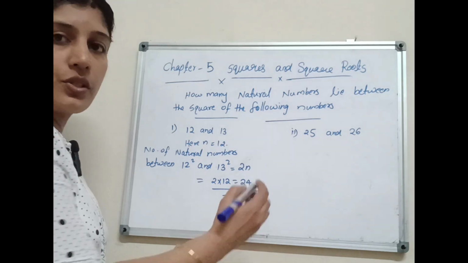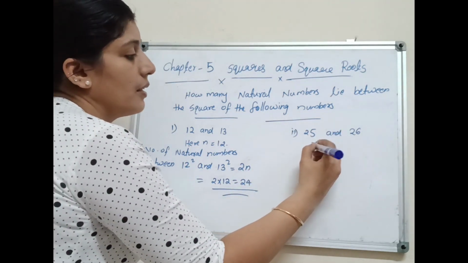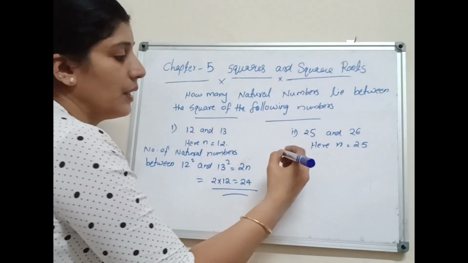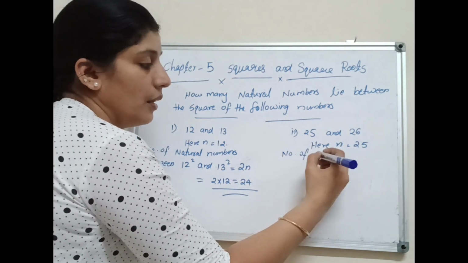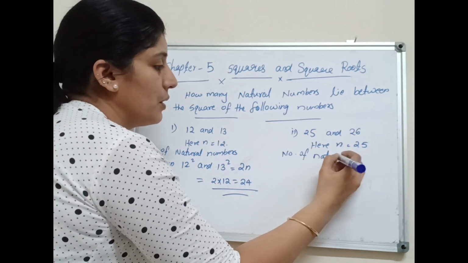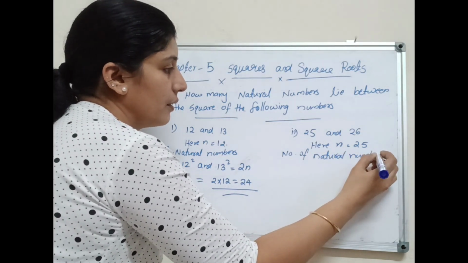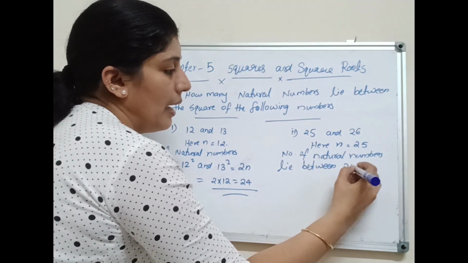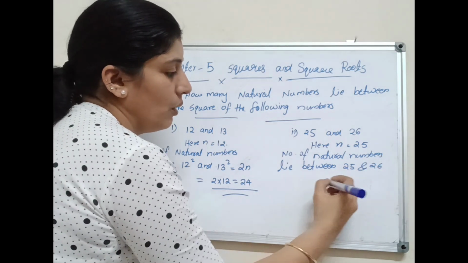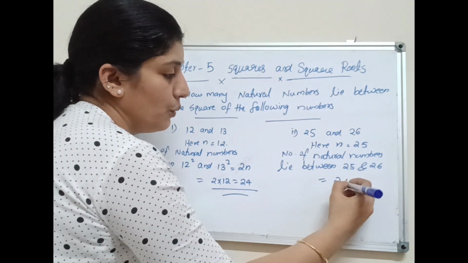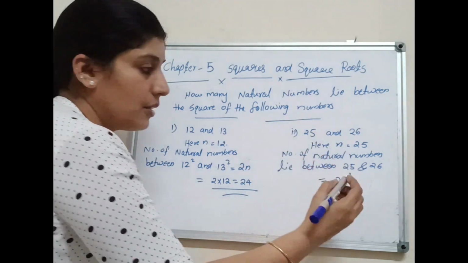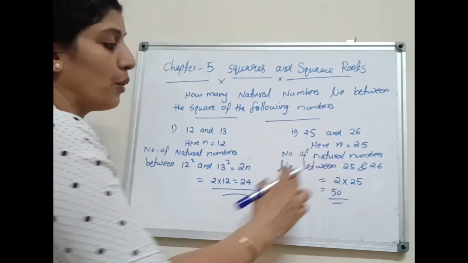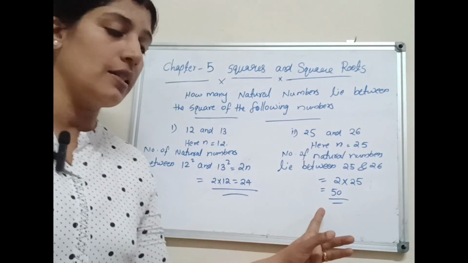Now, next considering 25 and 26. Here, the smaller number is 25. Therefore, n equals 25. Next, we consider the number of natural numbers that lie between 25 square and 26 square, equal to 2n. Here n is the smaller number. Therefore, 2 into 25 is equal to 50. Therefore, the number of natural numbers that lie between the squares of 25 and 26 is 50.